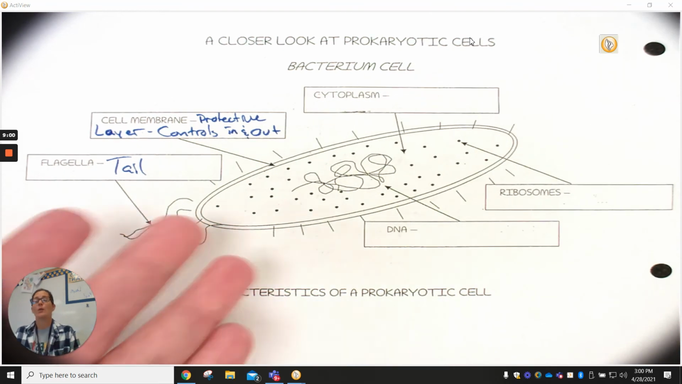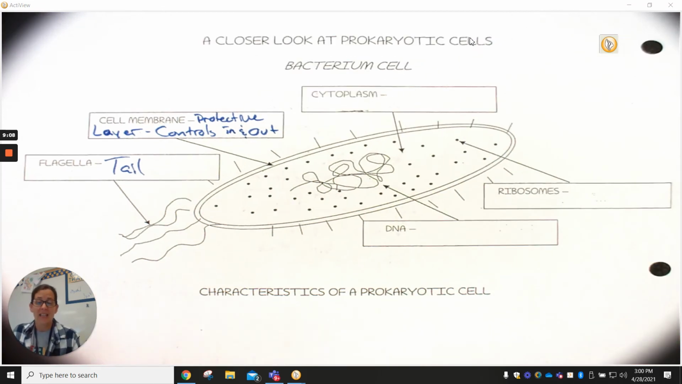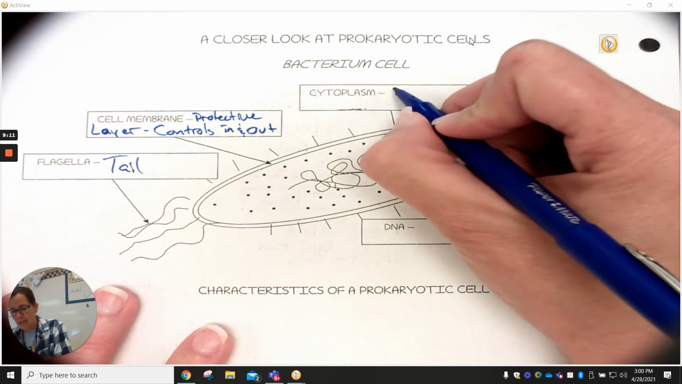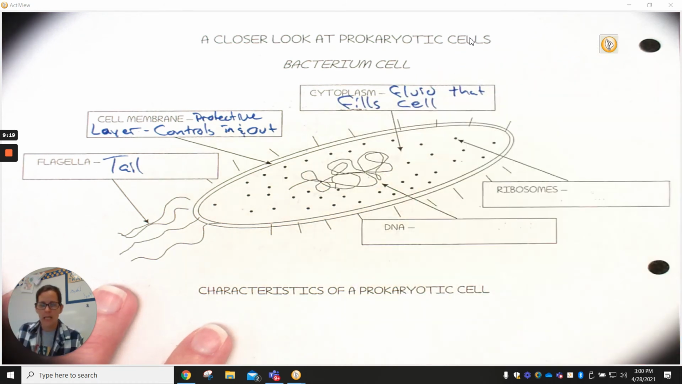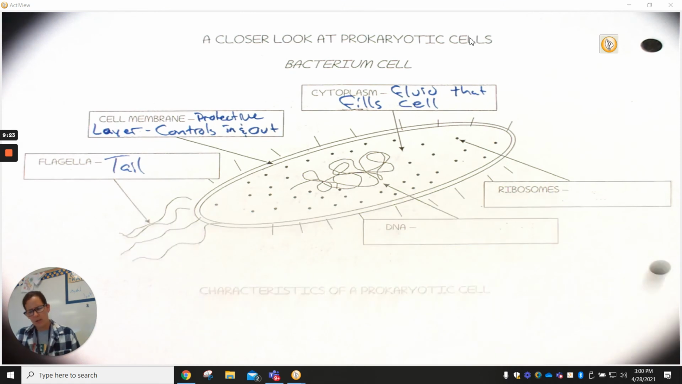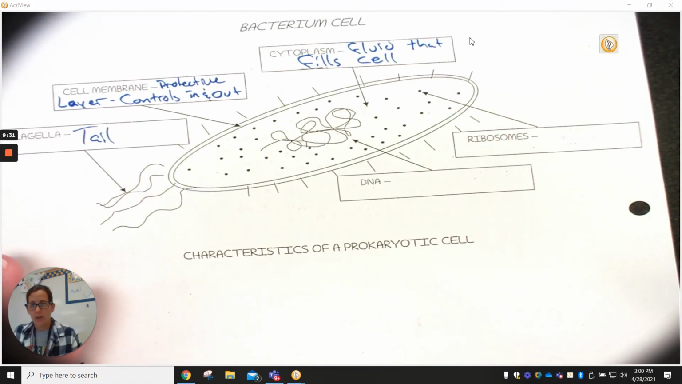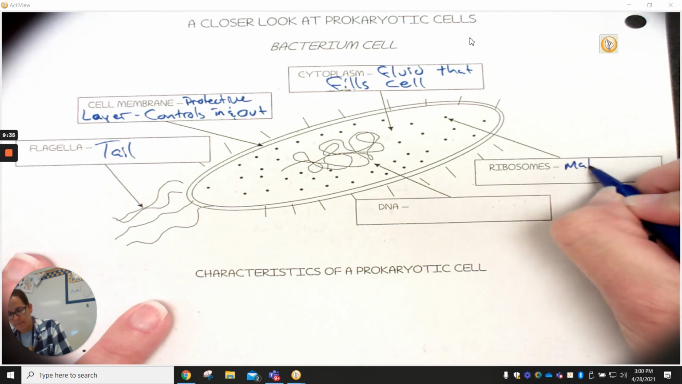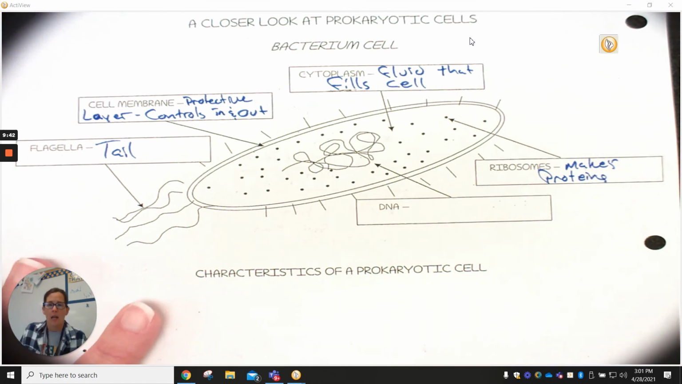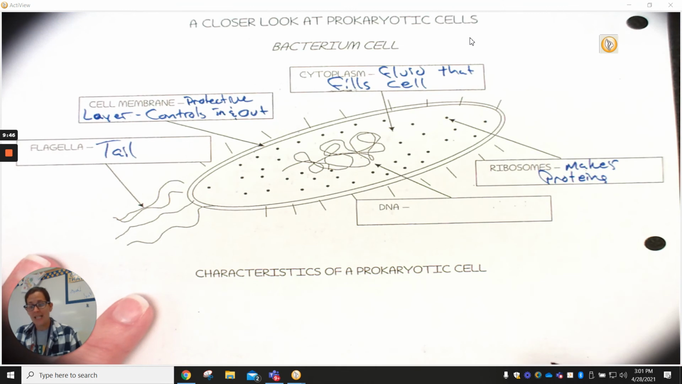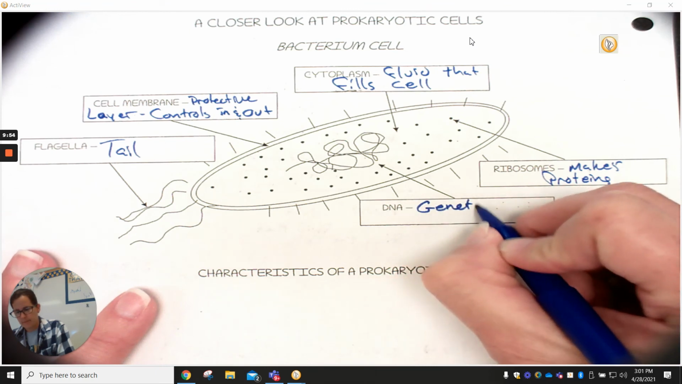Okay, and then we also have some cytoplasm in this prokaryotic cell. And if you remember, cytoplasm is that ooey gooey jelly, that liquid that fills the cell, or the fluid that fills the cell. Okay, over here you see these little dots. We talked about the ribosomes. Did we talk about ribosomes? We didn't talk about ribosomes. That's okay, because ribosomes are the organelle that makes proteins. And prokaryotic cells have these. Okay, so ribosomes make the proteins. And then here we have some DNA as well. And DNA, if you recall, is the genetic information.